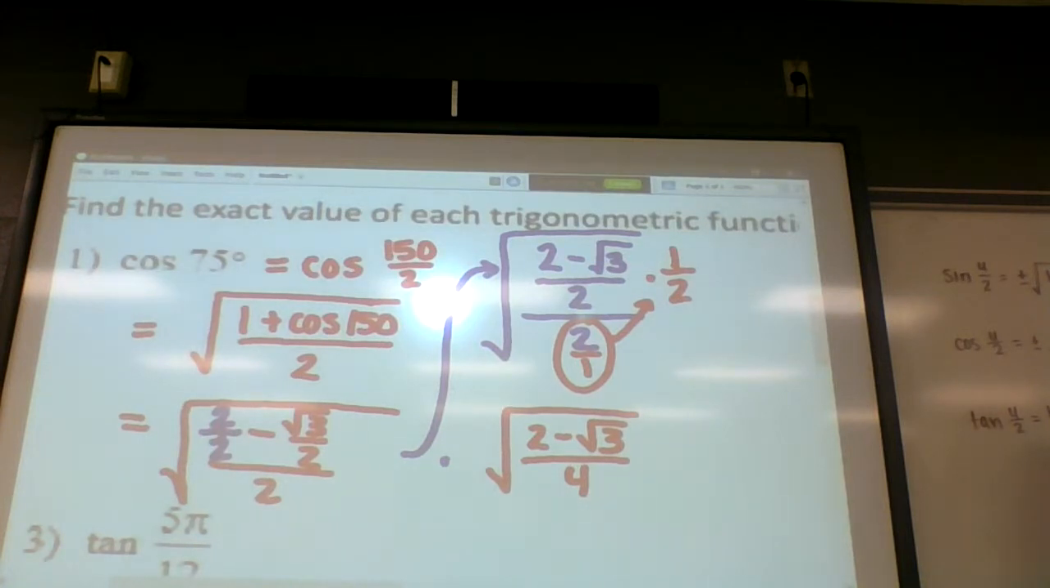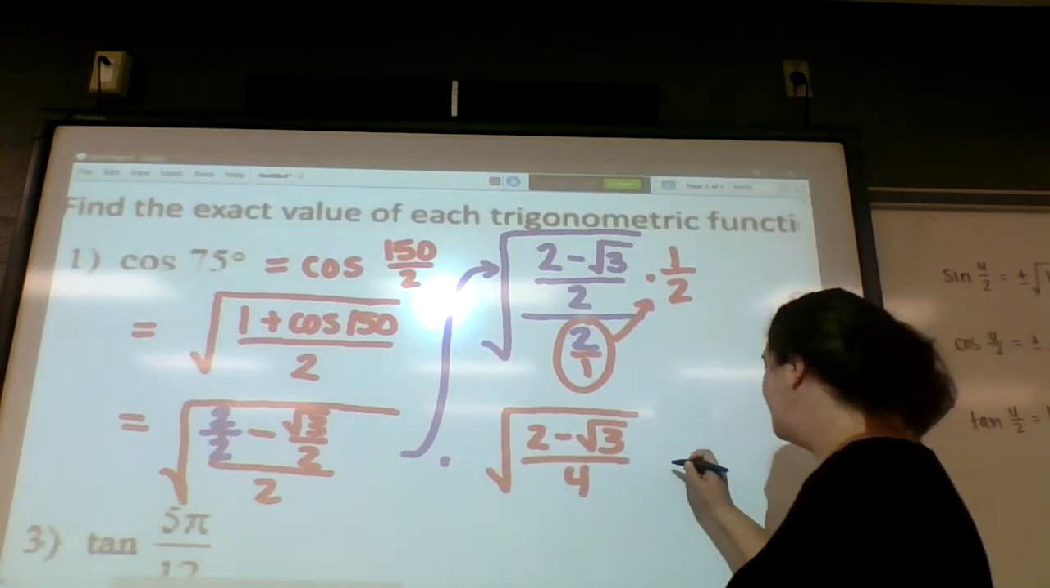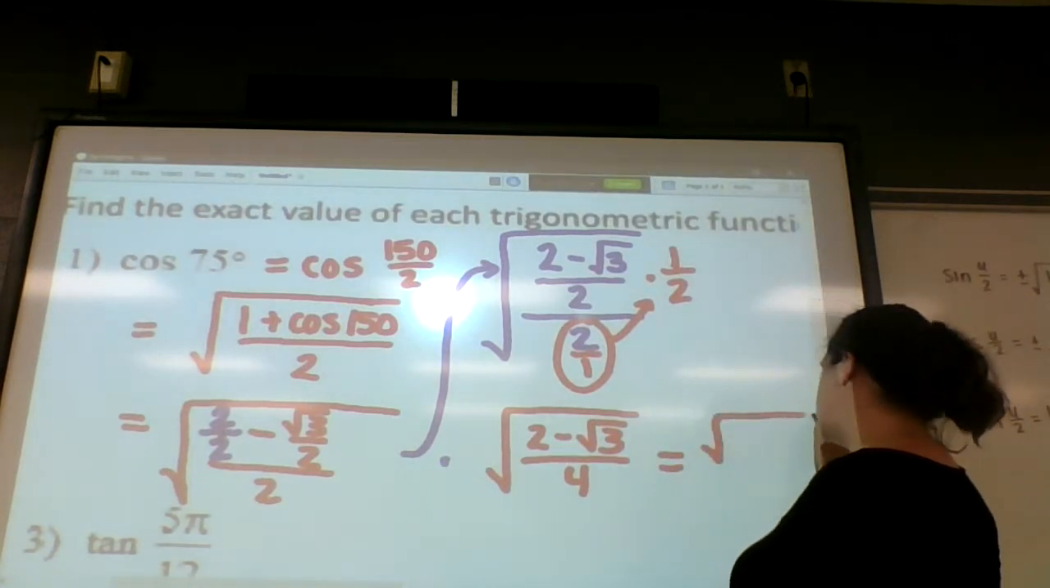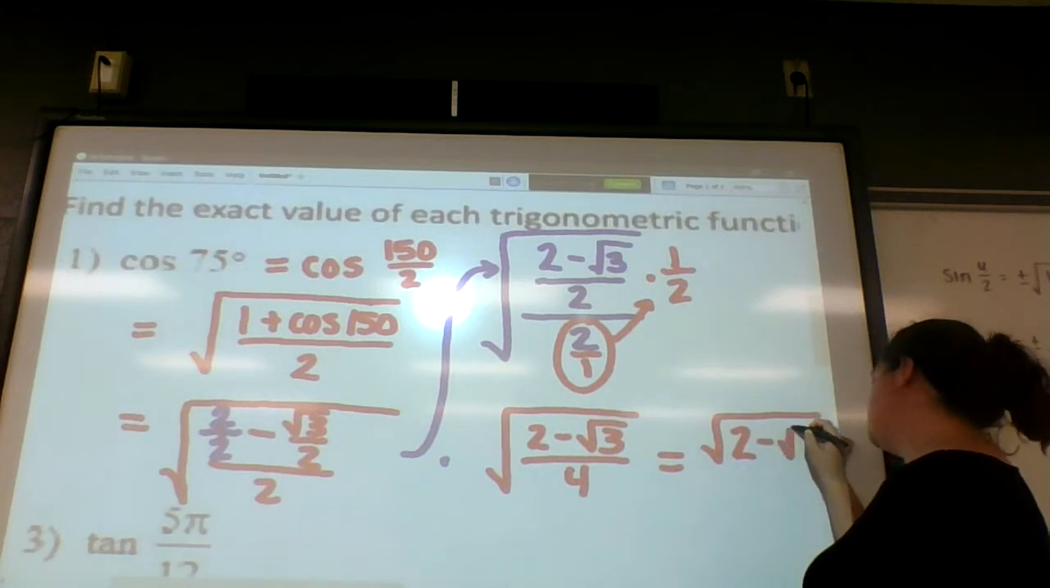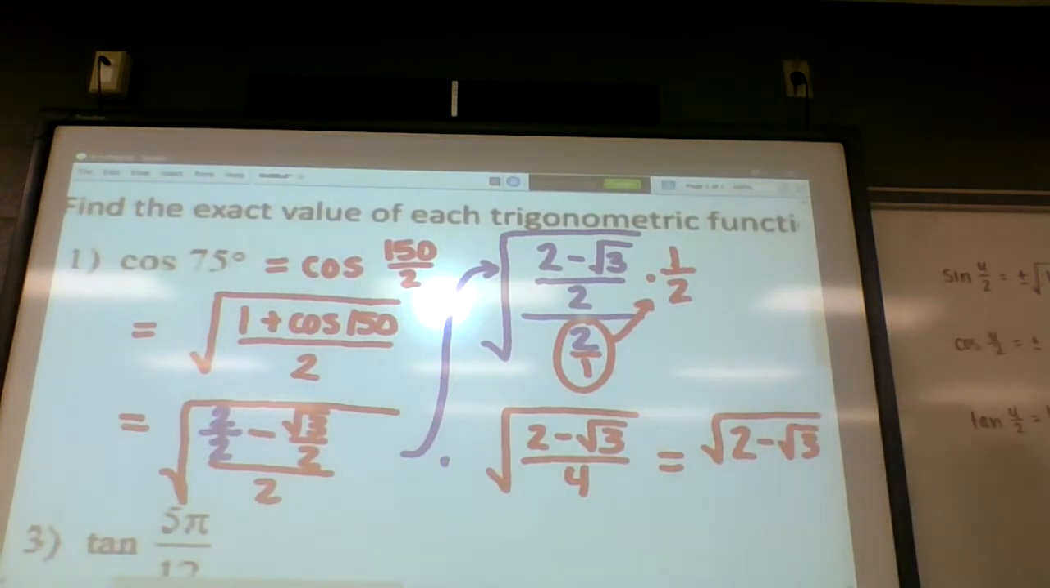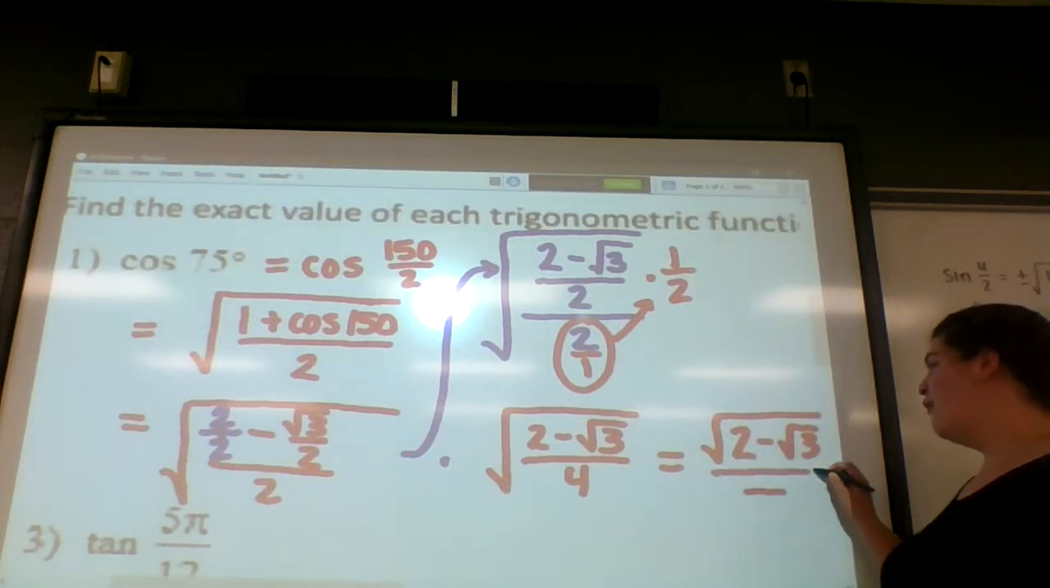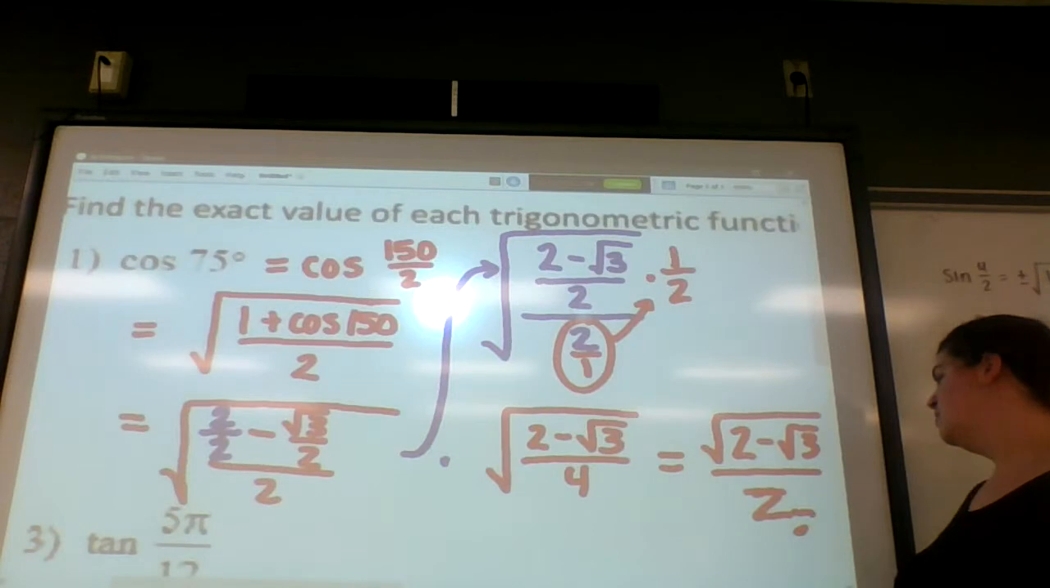Right, so whenever you have a square root of a fraction, remember you can take the square root of the top and the square root of the bottom. Just like you can square the top and square the bottom, you can square root the top and square root the bottom. So the top is the square root, and then inside is the 2 minus the square root of 3. And that square root of 3 is a square root inside of a square root, which is kind of weird. But then the square root of 4 is just equal to 2.